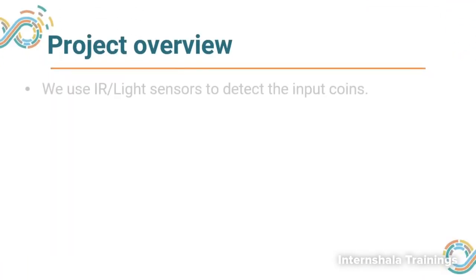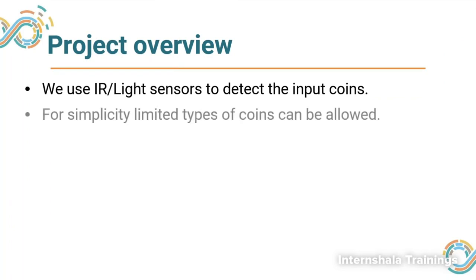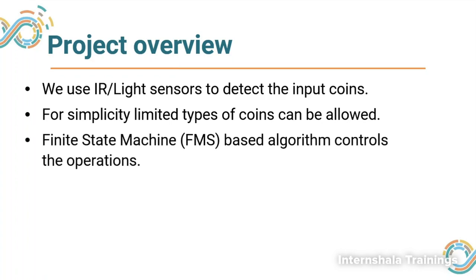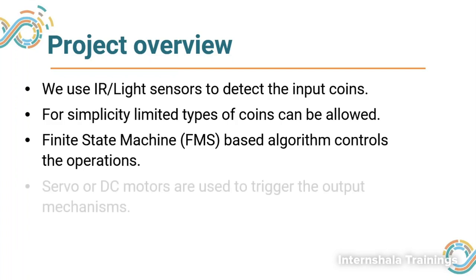So in this project, when we are dealing with Arduino, we are going to use IR or light sensors to detect whether the coins are given as input or not. For simplicity, to make the first version of the project, we can limit the types of coins. We can say only 10 rupees coins or 5 rupees coins are allowed. Then we use finite state machines to control the operations. What are finite state machines? We will discuss in brief in the next part of this video.